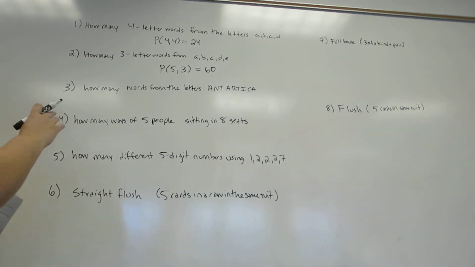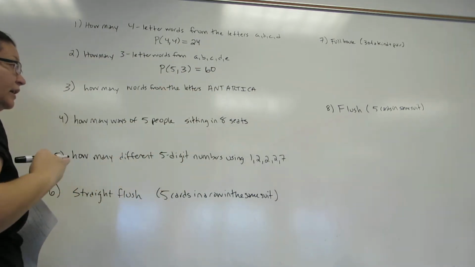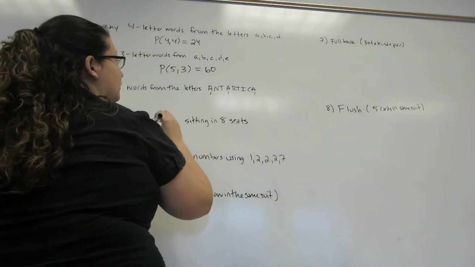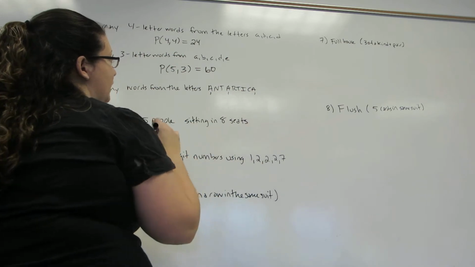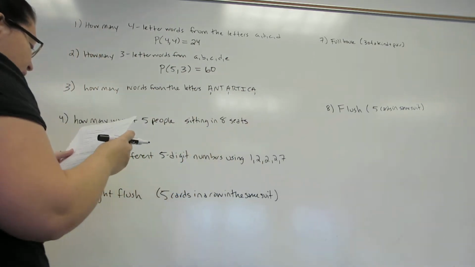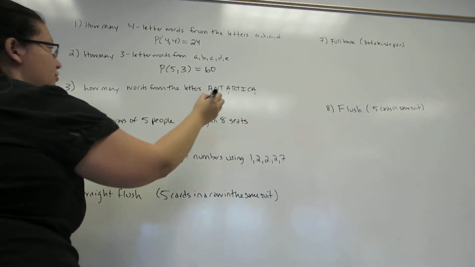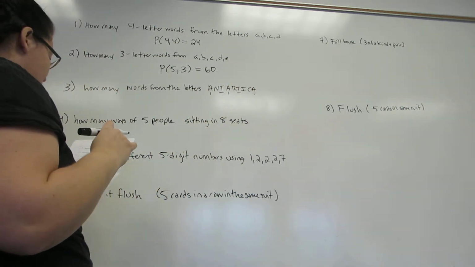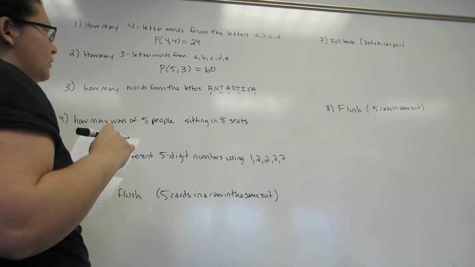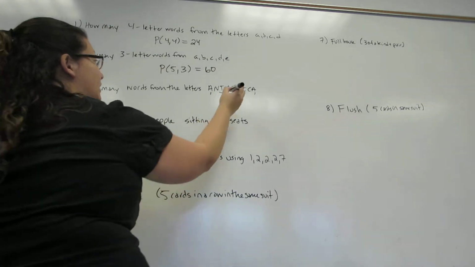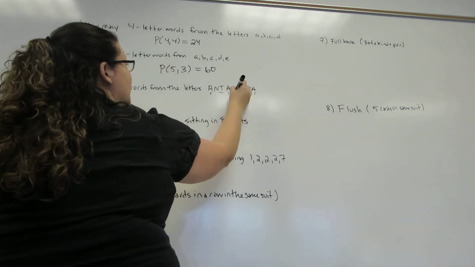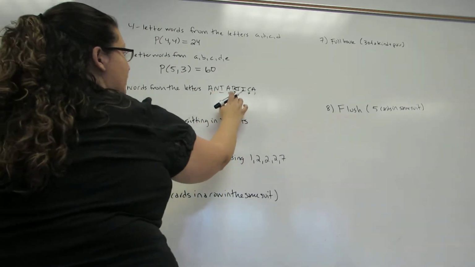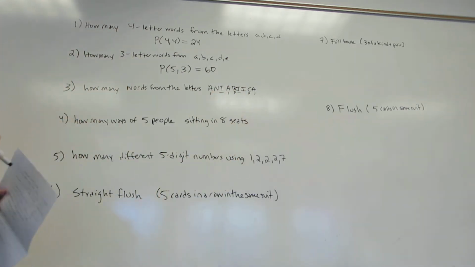How many words can we form from the letters of Antarctica? Now you notice there are 3 A's in this, okay. There are 2 T's, okay. And I spelled it wrong, didn't I? I'm missing a C. I knew something was wrong. And there are 2 C's, and then there's the letters N, R, and I that only appear once.